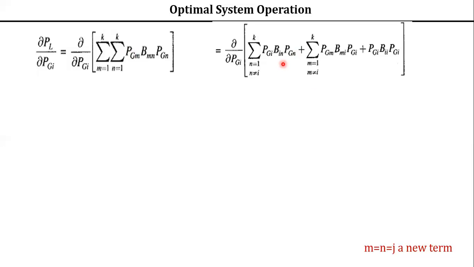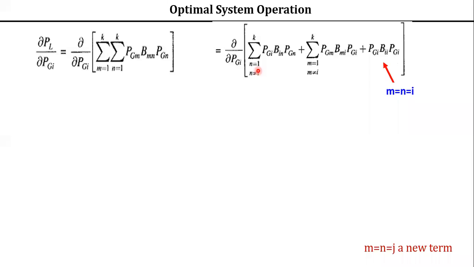So how to split? When m is equal to I and n is equal to I, what are you going to get? PGI, understood, into BII into PGI, isn't it? This is the term, I have written it here. When m is equal to n is equal to I, this is the term.